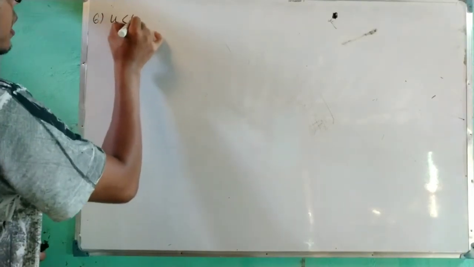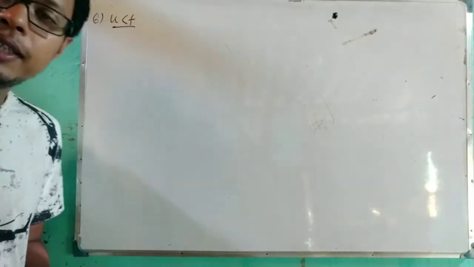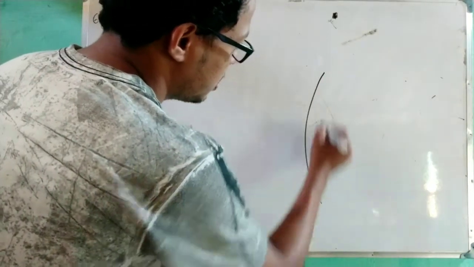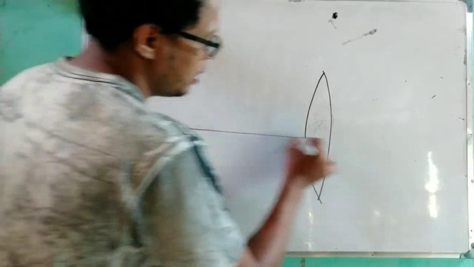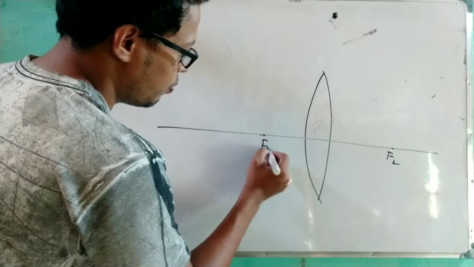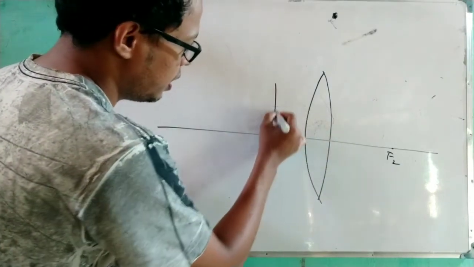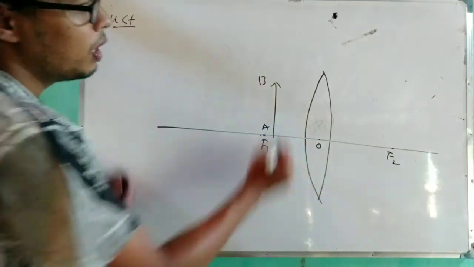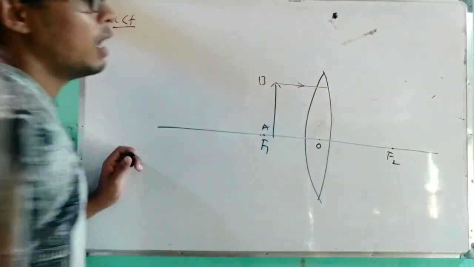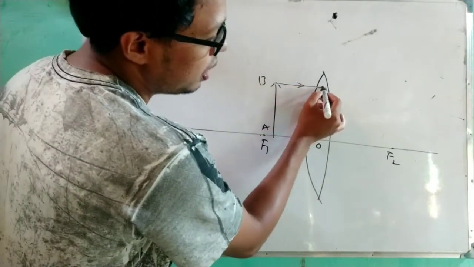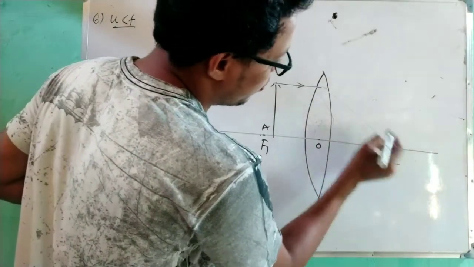Case number 6, when u less than f, means when the object is placed in between O and f. Look here, suppose this is the convex lens and principal axis. So this is F2 and F1, twice F1, no need to write. Here suppose the object is A and B, optical center O. Now same cases, when the ray is parallel with the principal axis, after refraction it passes through the focus.